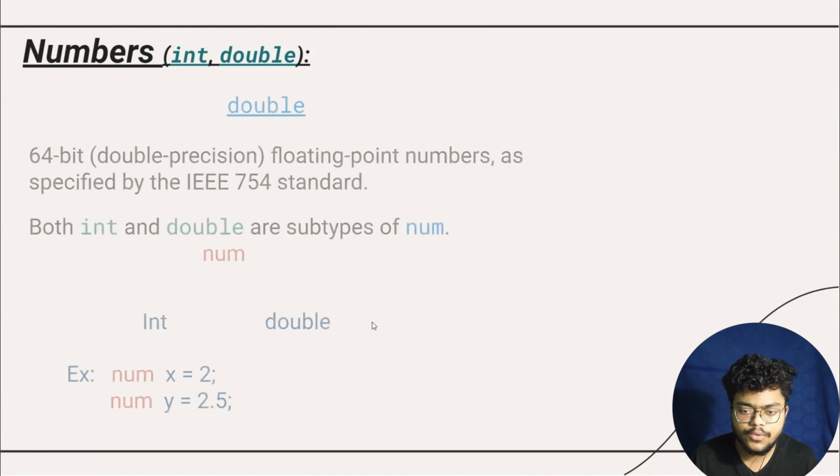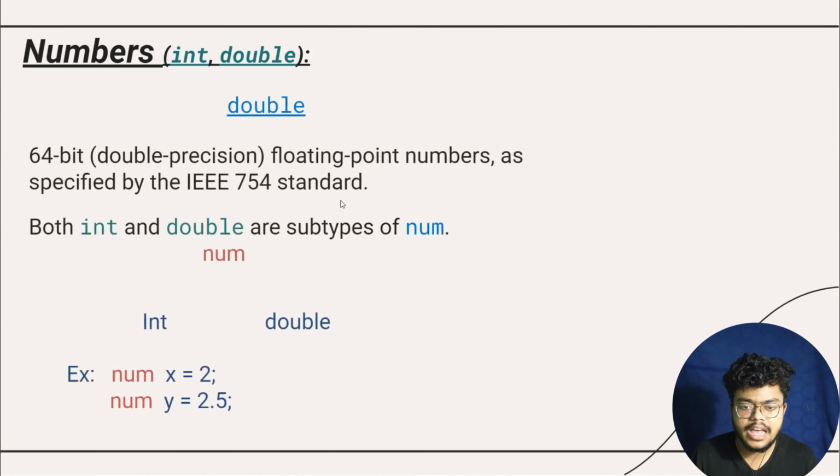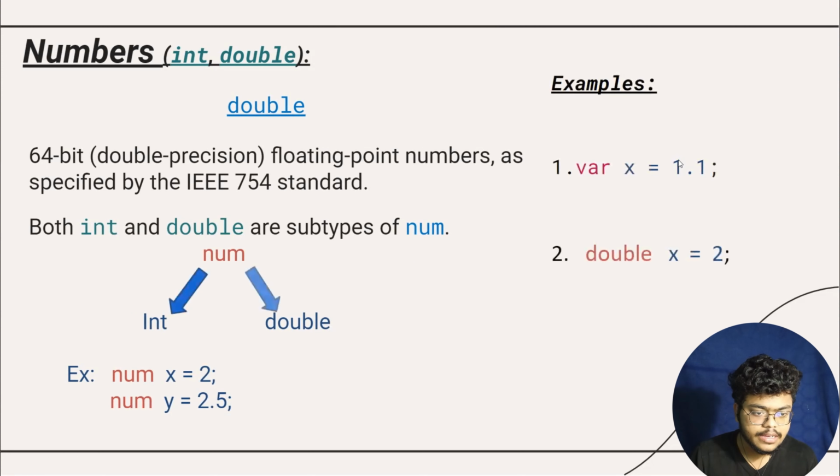And then we have double. Double is a floating point number. That means here we can see 1.1 has a floating value. Here we can initialize double values as a var or using the double keyword, implicitly and explicitly. And num is a superclass of both int and double.